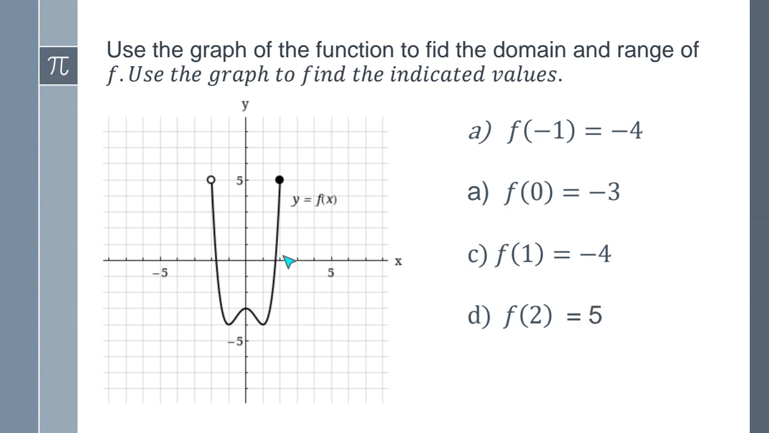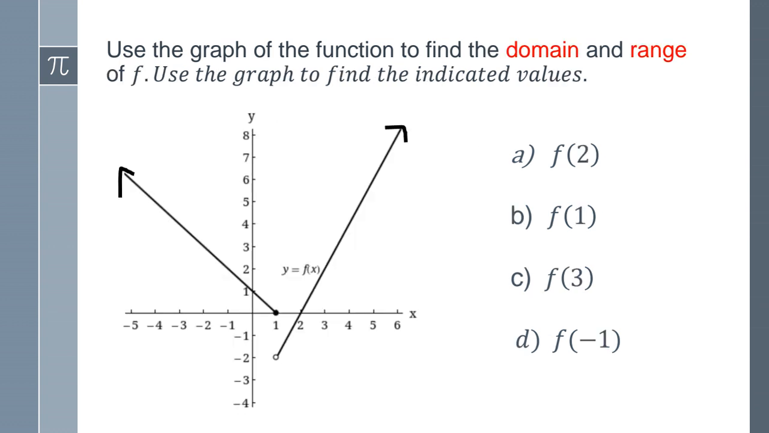So if we go to 2 here, you need to go up to see where it touches the graph. It's kind of hard to see, but if we were to zoom in, it's going to be at 5. So I could see why one of you said 3, because it almost looks like it's at 3. So that was really hard to see.